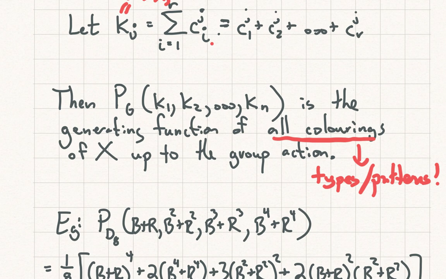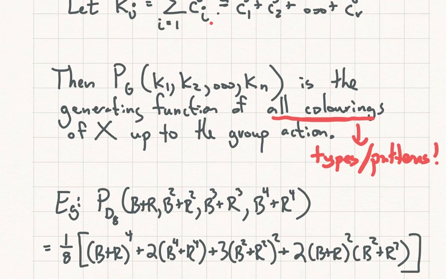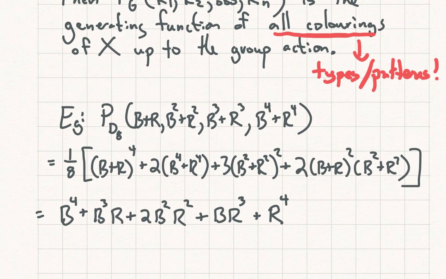For example, in our polynomial for coloring the vertices of a square with 2 colors and with rigid motions of it as our group action, we have the following polynomial.